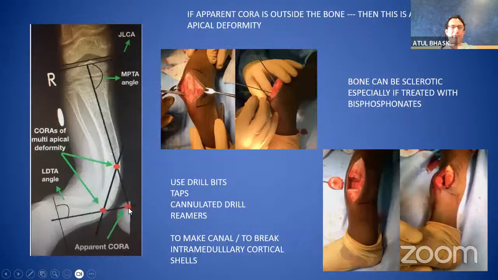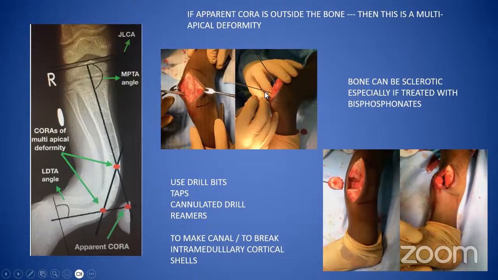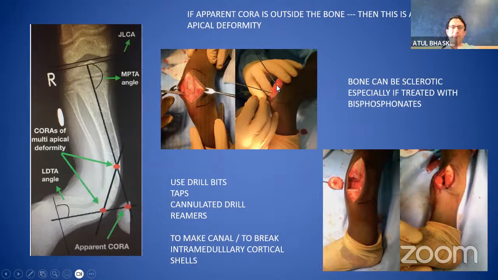Now, if you do the planning, whenever your CORA is outside the bone, that means a multi-apical deformity. So in this tibia, you can see that the CORA is outside, and there are 2 apices. So you have to plan your osteotomy accordingly. You can use K wires to initially mark your site, and then use drill bits and a nibbler, and try to preserve whatever bone you remove. Sometimes you can use the same bone by morselizing it to fill some gaps. Of course, if the children have been on bisphosphonates, you may find that the bone can be very, very hard, and hence you have to be prepared to use good drill bits and taps so that you don't breach the cortex.